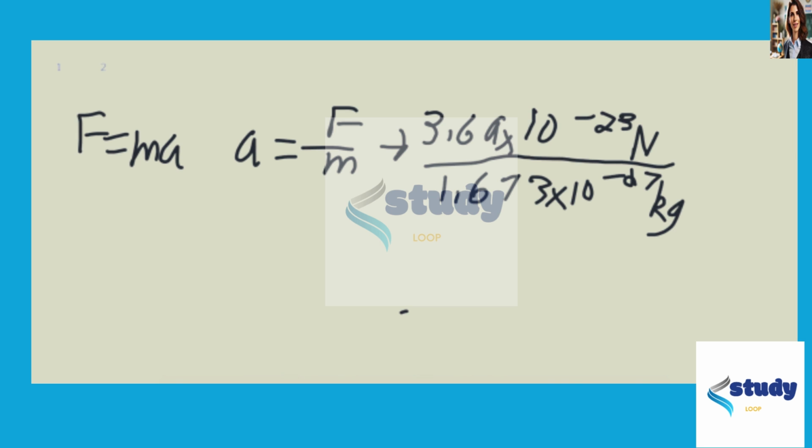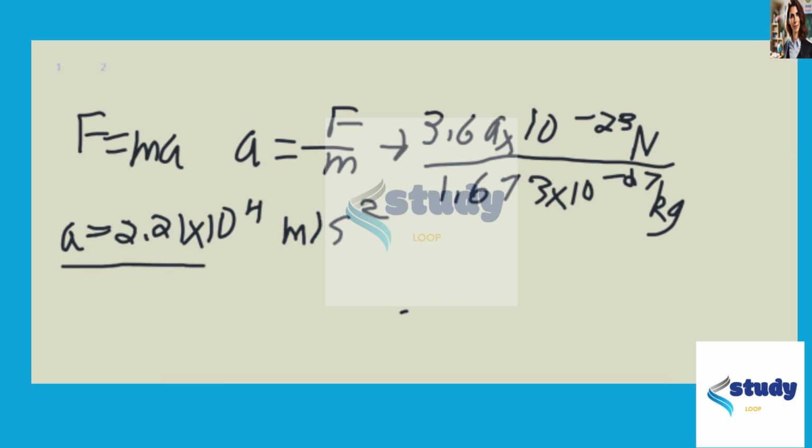And when you plug that into your calculator, you get an acceleration equal to 2.21 times 10 to the 4th meters per second squared. So that's our acceleration of the proton when it's released from rest. So now we go into drawing graphs.